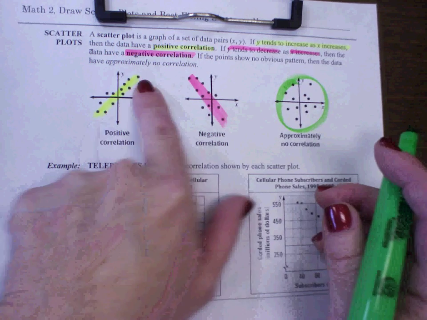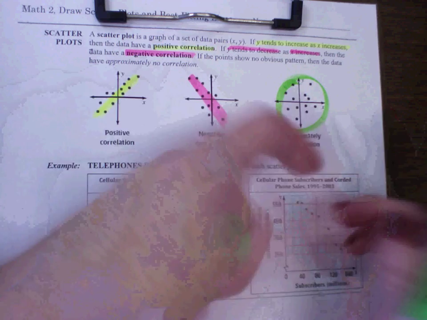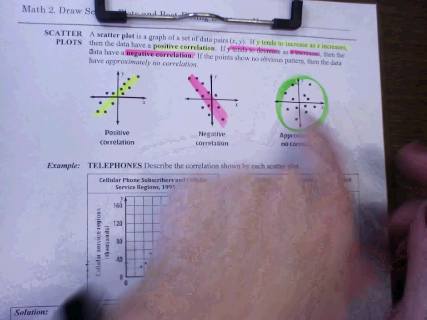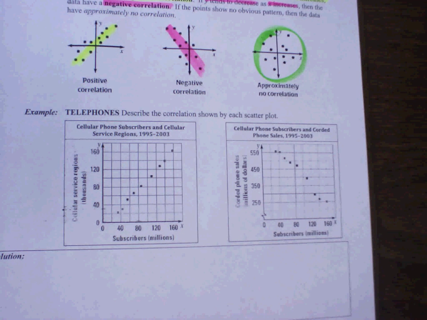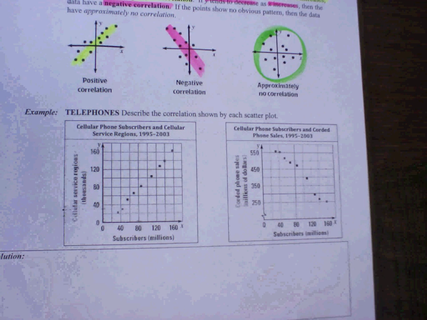Okay? So if it's going up, it's positive. You guys already know that. If it's going down, it's negative. And if the points are all over the place, then it is no correlation at all. Alrighty? Alright, so let's do the first one.